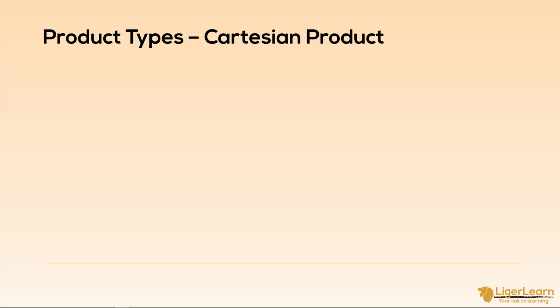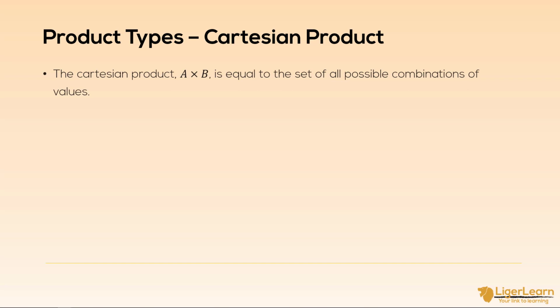Before we start looking at product types in Haskell, let's cover some theory. In mathematics, there is a concept known as a Cartesian product. The Cartesian product of two sets is defined as the set consisting of all of the possible combinations of values. Let's look at an example to illustrate this.